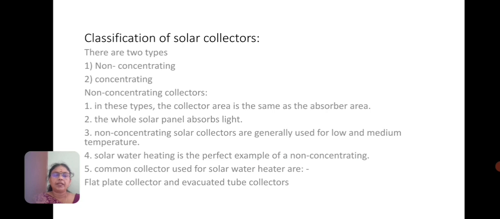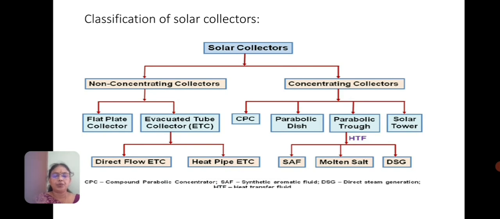Solar water heating is the perfect example of non-concentrating collectors, and common collectors are used for solar heaters. This is again classified into flat plate collector and evacuated tube collector. In this slide you can see how solar collectors are classified. You can easily understand by seeing this slide.